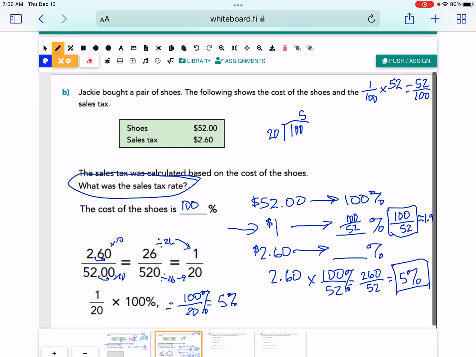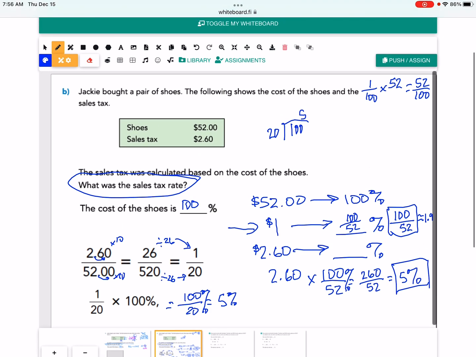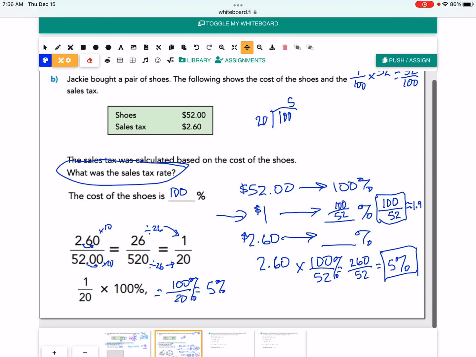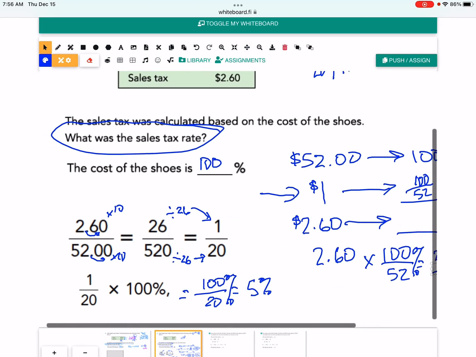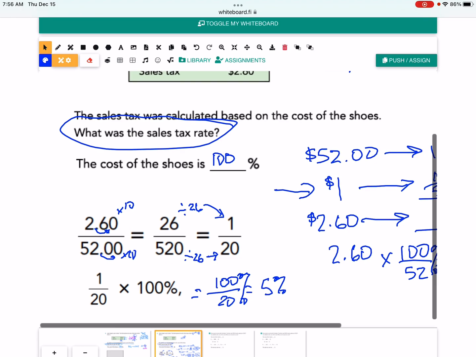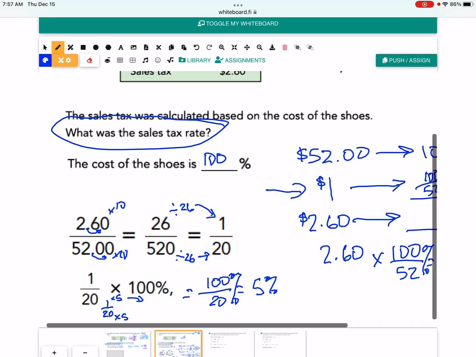All right. But there's another way to do this, and that's to take 1/20th. Let me see if I can move my page up at all. I'm going to see if there's a little bit of space there below. There we go. Let's take 1/20th, multiply 20 by 5 and 1 by 5, and what we wind up with is 5/100ths, which is 5%.